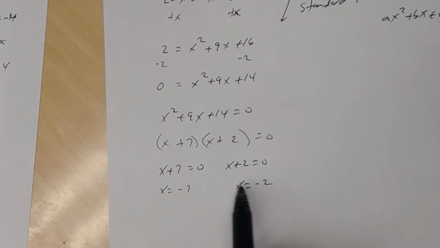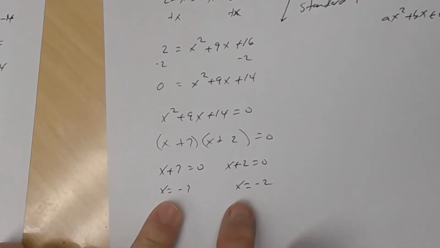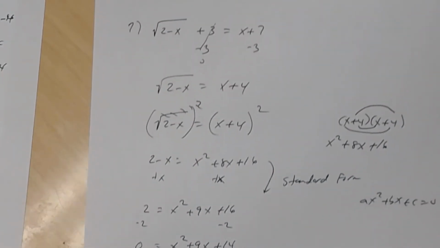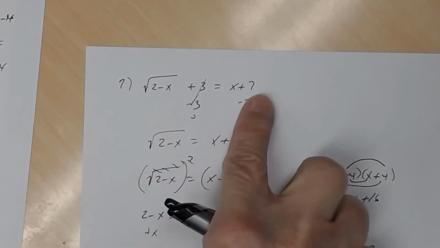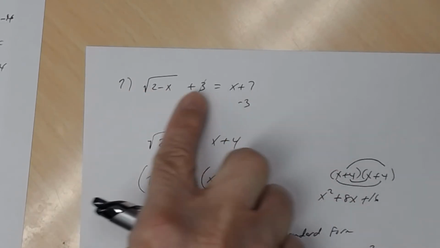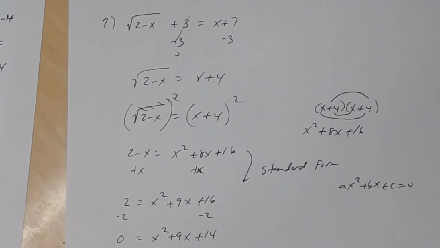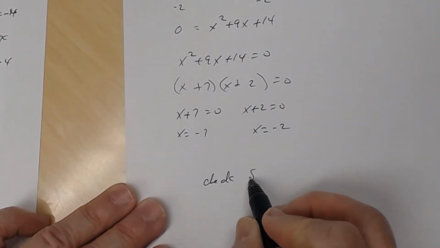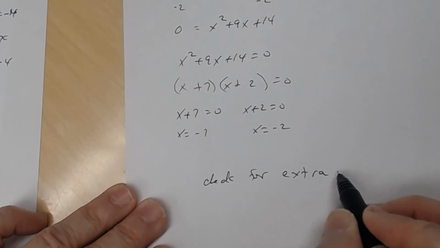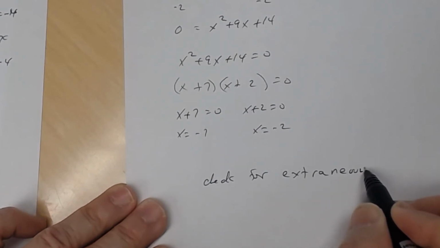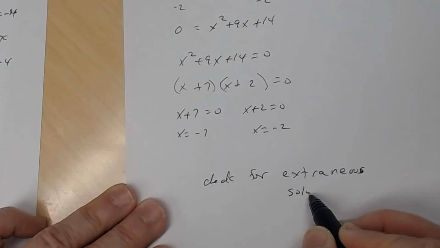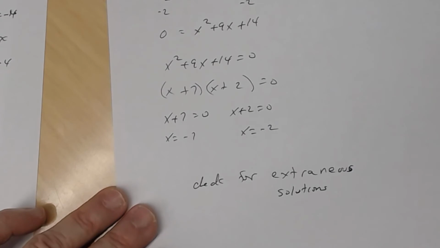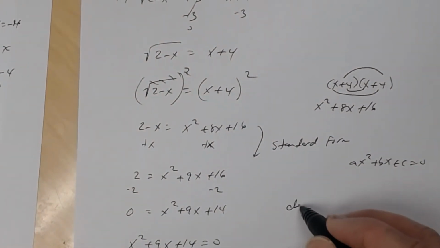Okay? Now remember, these two are solutions to this quadratic equation. But remember, we are solving a square root equation, so you've got to go back to the original problem and make sure it works, because you have to check for extraneous solutions. Okay, extraneous solutions. All right, so let's check the first one.